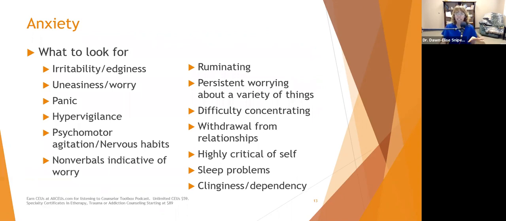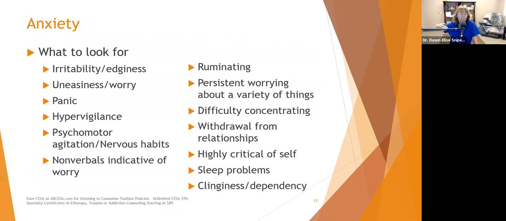Look at nonverbals indicative of worry. If they're constantly scanning, if they startle easily, if they seem like they're edgy, if they're having gastric problems. Ruminating, constantly thinking about something. What if this happens? Persistent worrying about a variety of things, difficulty concentrating, withdrawal from relationships, highly self-critical, sleep problems, and clinginess and dependency.